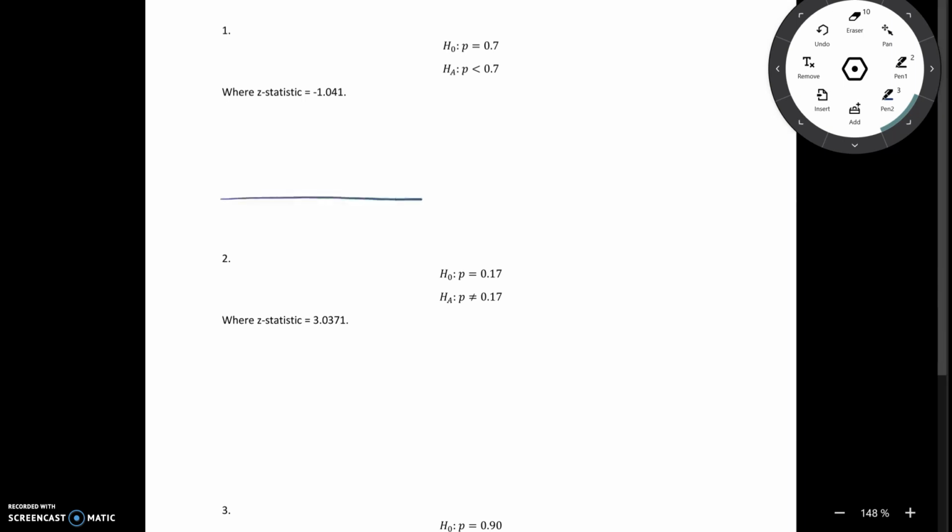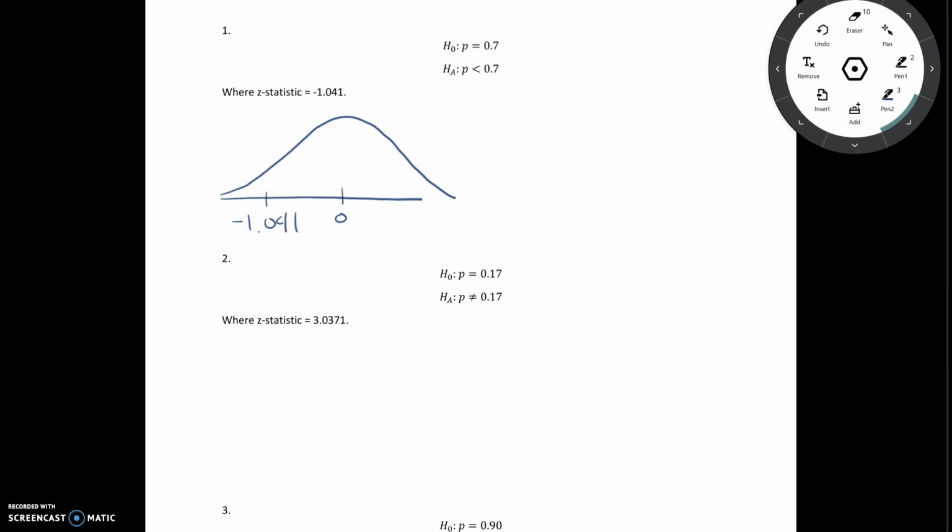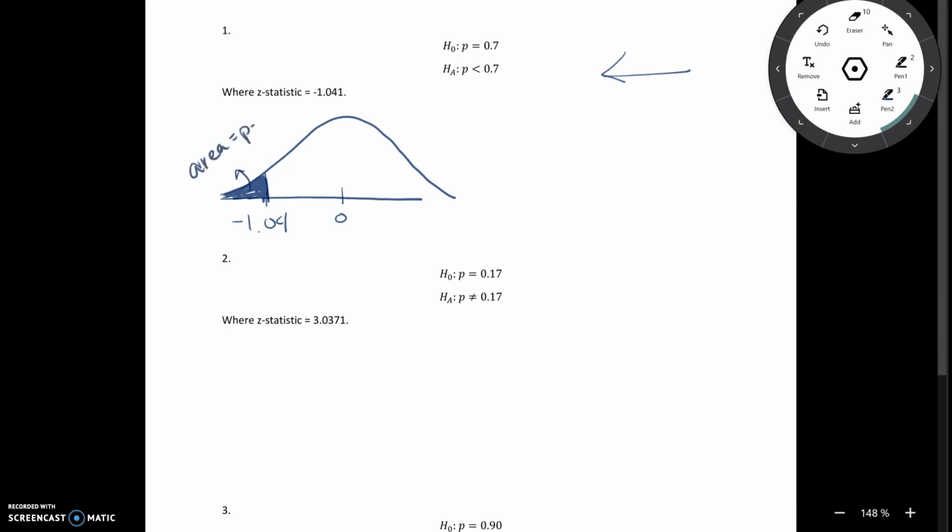What we first start by doing is drawing our standard normal distribution, which is centered at 0, and we're going to write down our test statistic. I'm going to round that test statistic to just 2 decimal places. Now notice in the alternative hypothesis you've got a less than sign. You can think of that as an arrow pointing to the left, so you're in a left-tailed test. Really what we're interested in is the area to the left of the test statistic, and this area is equal to the p-value.